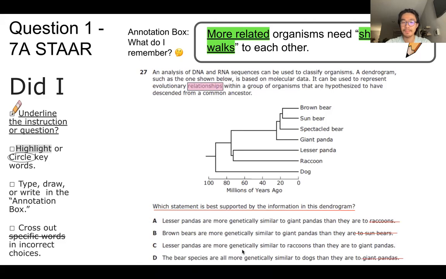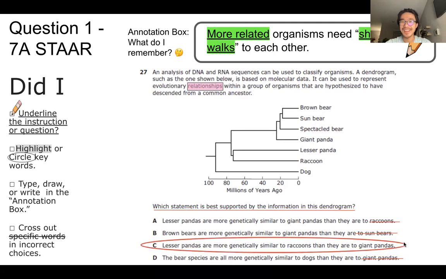Now let's look at D. The bear species are all more genetically similar to dogs than they are to pandas. So let's look at the bears. The bears actually only need a little bit of walking to get to giant panda, but they need a pretty long walk to go to the dog. So we know the bear is actually more closely related to the panda. So that means we can take out D. The bear species are actually more similar to the pandas.